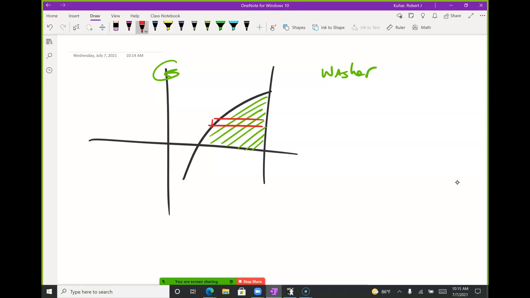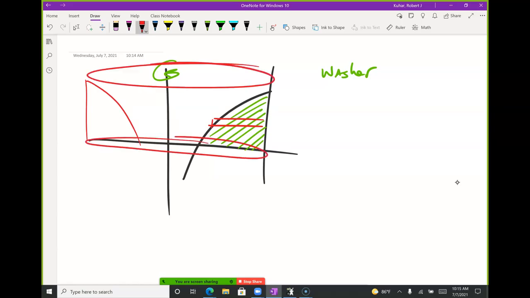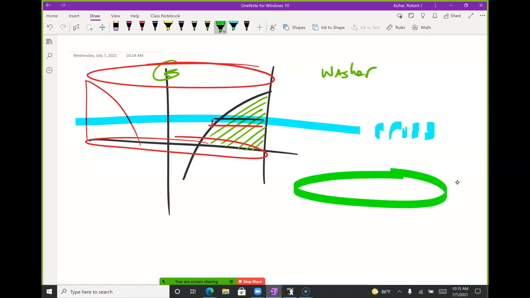And then I want to try and visualize, once I rotate this, what the cross section looks like. Right, so what does that cross section look like? Well, it looks like a coin, but there's a hole in it, right? So I'm going to need that outer radius and the inner radius.